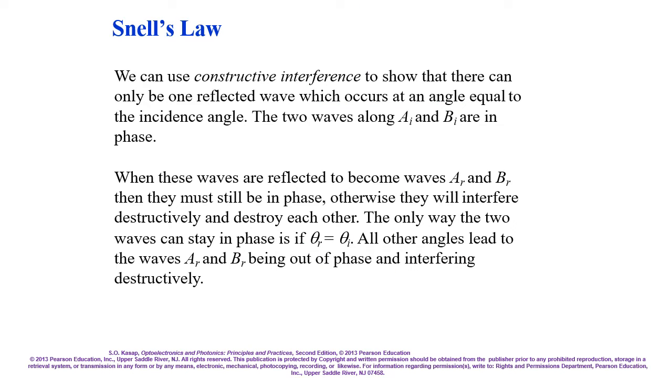We can use constructive interference to show that there can only be one reflected wave, which occurs at an angle equal to the incident angle. The two waves along AI and BI are in phase. When these waves are reflected to become waves AR and BR, they must still be in phase, otherwise they will interfere destructively and destroy each other. The only way the two waves can stay in phase is if theta r equals theta i. All other angles lead to waves AR and BR being out of phase and interfering destructively.